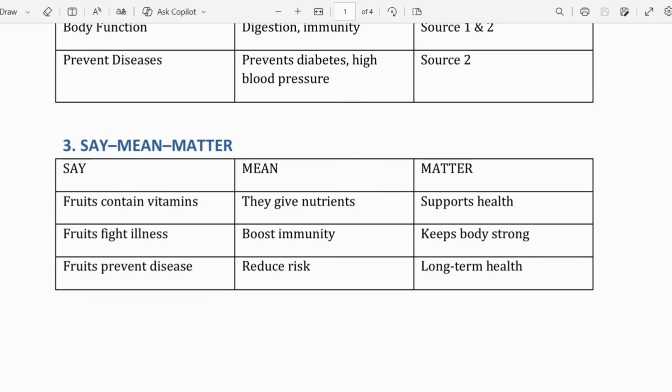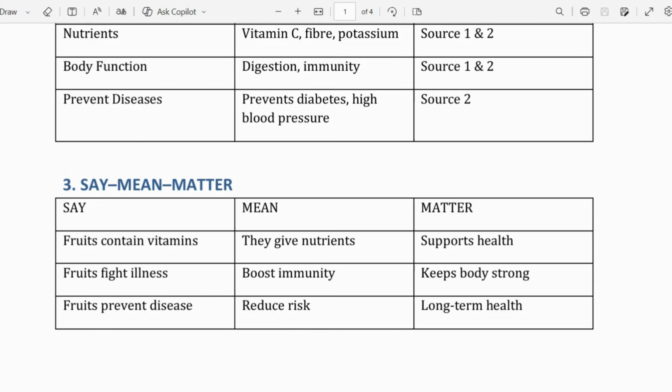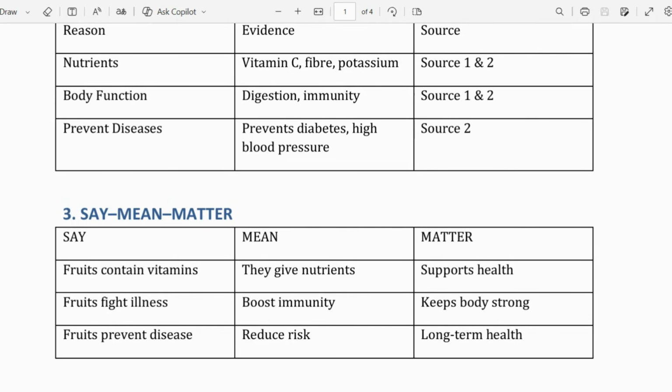So let's look at it. Fruits, so we're linking it back to the same nutrients. So for the first reason, we talked about nutrients. The fruit contains vitamins. What this means is that they give you nutrients. And why does this matter is because it supports your health. These nutrients that you're getting from the fruit, it supports your health. Again, these are the short phrases. When you're writing your essay, you're going to expound with longer sentences, but this is just for you to build upon.